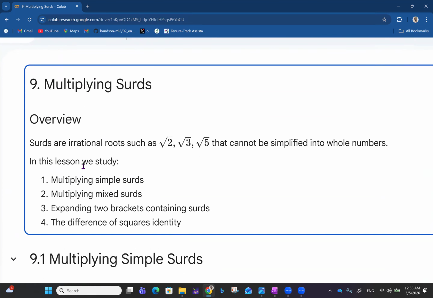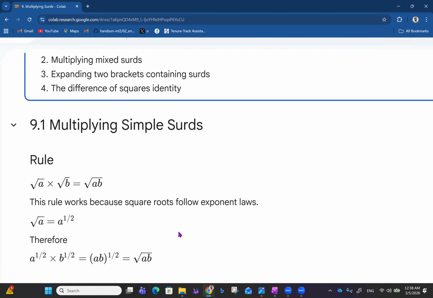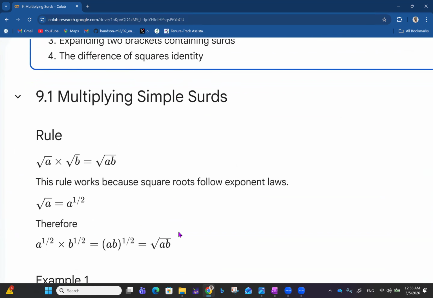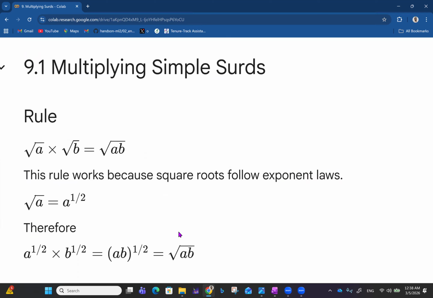In this lesson, we study multiplying simple surds, multiplying mixed surds, expanding two brackets containing surds, and the difference of squares identity. So let's go straight for that. Multiplying simple surds. We have a simple rule that the square root of a times the square root of b is equal to the square root of a times b.